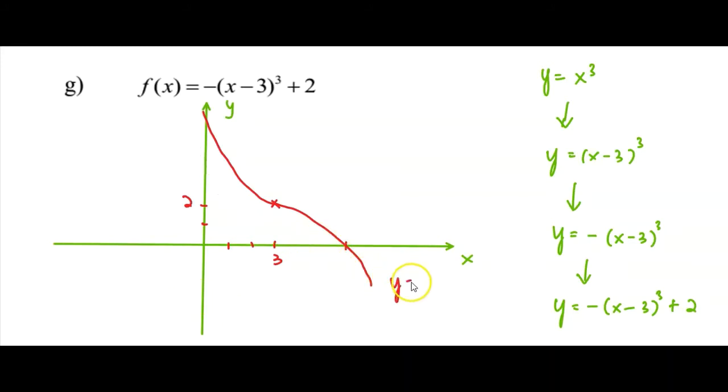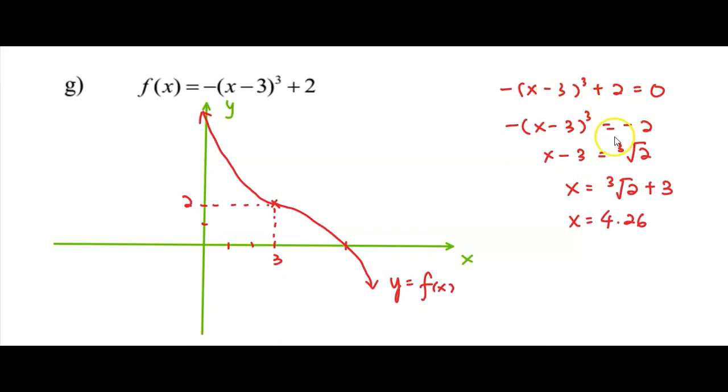Now you can label this as y equals f of x. Since they don't give any condition for the domain, you can put the arrowhead at the end point to show that the graph is going to the left and right and going up and down. Okay, so in the middle here, this inflection point will be 3, 2. So this point, how do we get it? We can let y equals 0. Let f of x equals 0 and solve the equation. You get x equals 4.26. So this is your point 4.26.